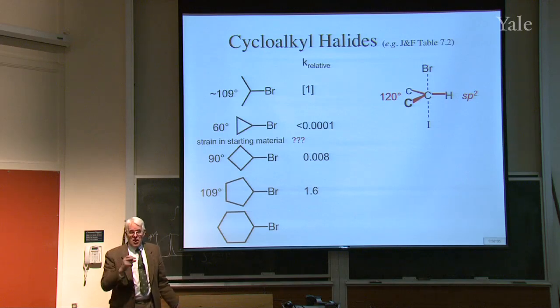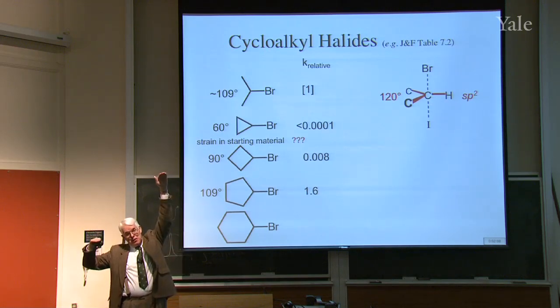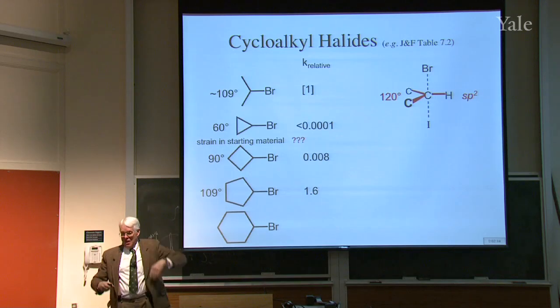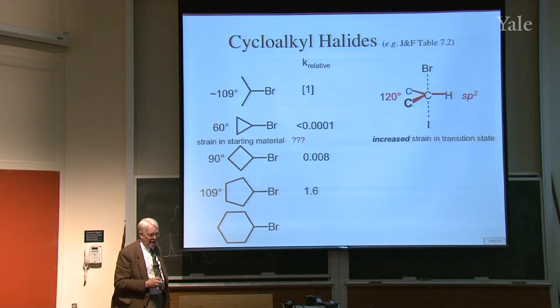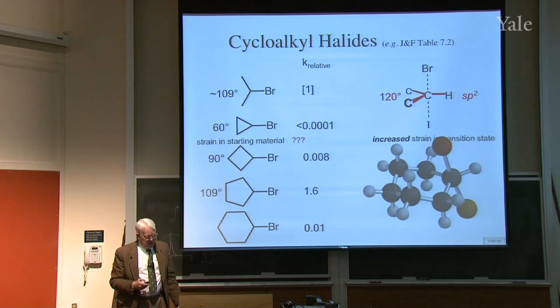So indeed, the starting material is strained, right? But the transition state is even more strained. So you always have to compare the starting material and the transition state in a situation like this. So the increased strain in the transition state is what slows it down.